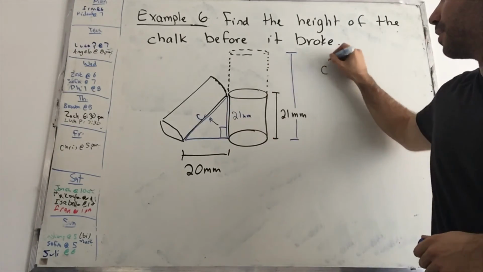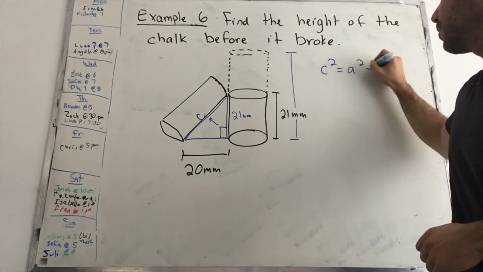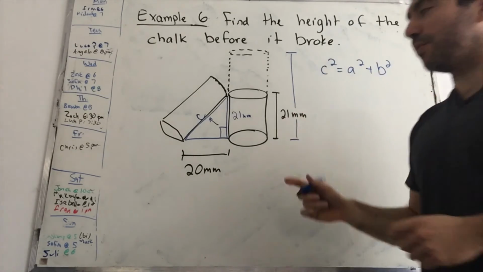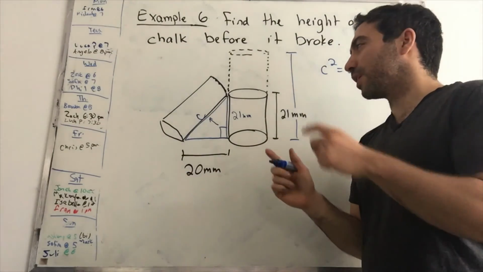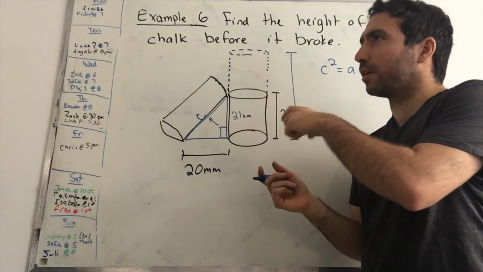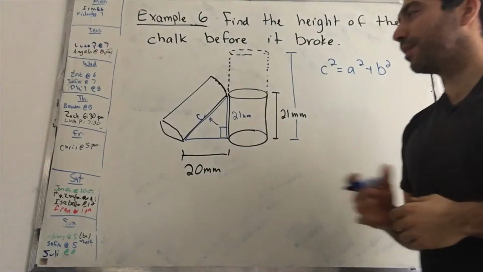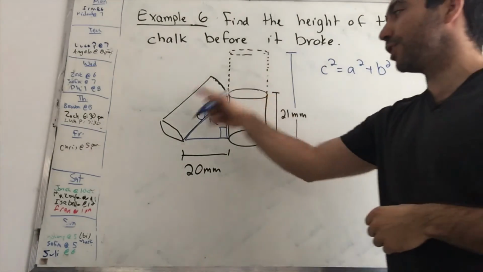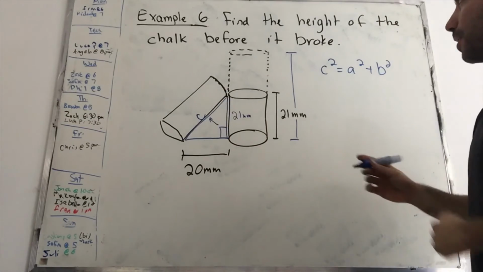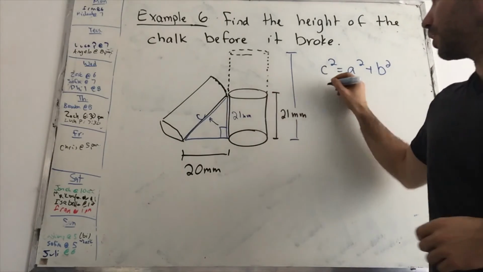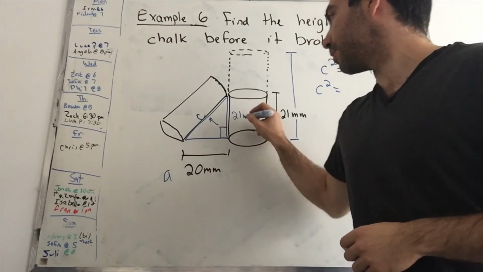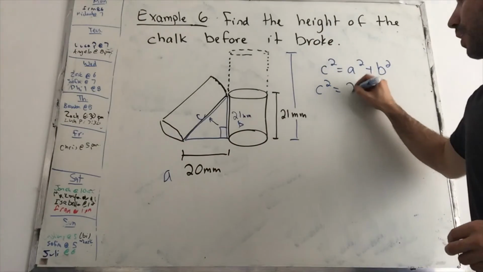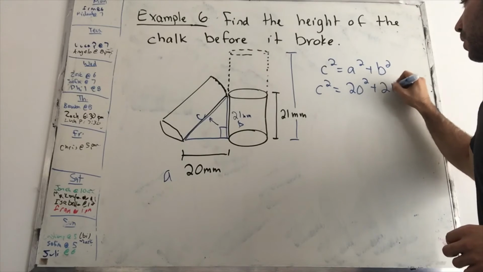So we apply the Pythagorean Theorem, c squared equals a squared plus b squared. They do this often with trees that fall, a piece of chalk that breaks, or a pole that breaks. Very typical questions like this. The only thing that changes is really the picture, but it's the same concept. So we're looking for c. Let's call this the a and this the b. A is 20 squared plus b is 21 squared.